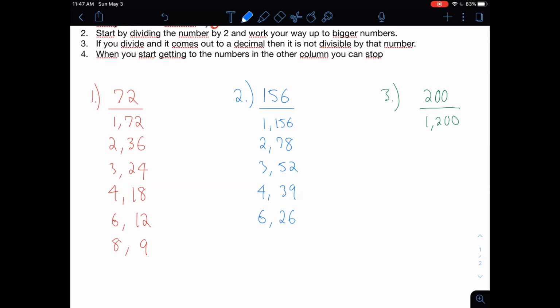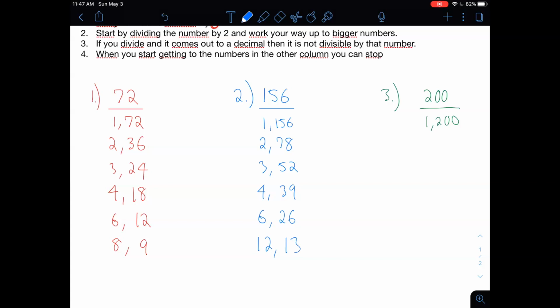And then working our way up, 156 divided by 7, that's a decimal, that does not work. 156 divided by 8 is also a decimal. 156 divided by 9 is also a decimal. 156 divided by 10, I knew that one would not work too because all numbers that are divisible by 10 need to end in 0. They need to end in 0 to be divisible by 10. 156 divided by 11 does not work. 156 divided by 12 is 13.